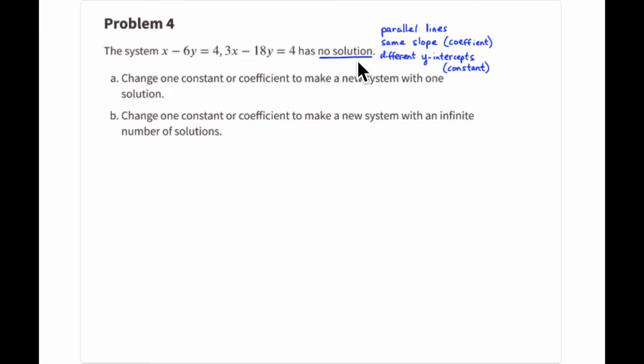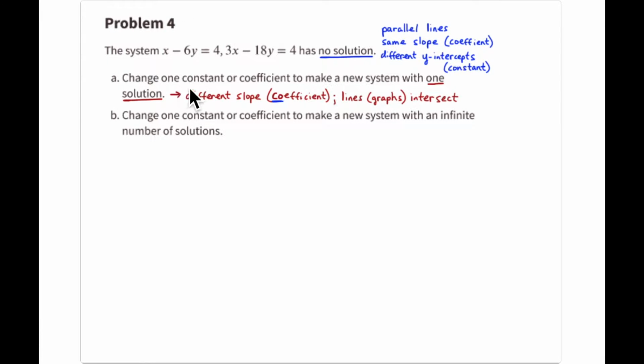So when you see a system that has no solutions, that means that the graphs of these two equations, those lines, are parallel lines. They have the same slope. They will never come together. They will never intersect, and they have different y-intercepts. So the slope is determined by the coefficients. That's the number that's right next to the variable. So in this case, it's 1, this is a -6, this is 3, and a -18. And the y-intercept is determined by this constant term, this 4. In this case, the 4 in this equation and the 4 in this equation.